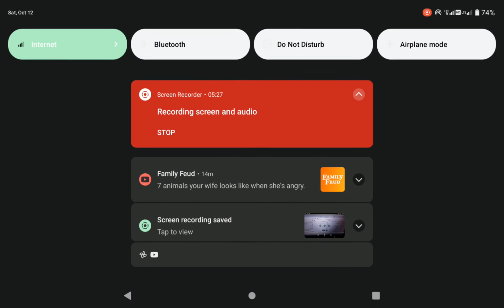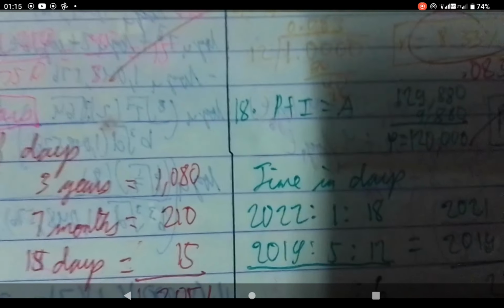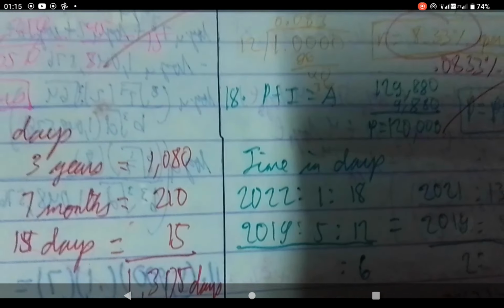Kaya naman, ang ginawa ko dito ay ordinary interest. So, ito yun. Remember, ito yung number ng days. I compute for the number of days in ordinary interest.